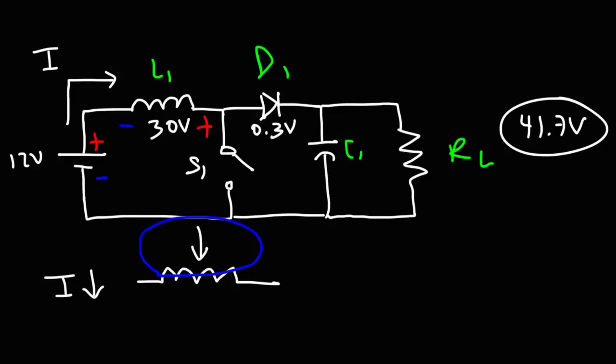So the collapse in magnetic field inside an inductor can generate very high voltages. And in the boost converter circuit, which is what we're dealing with now, we can generate super high voltages using an inductor. And then we can store that voltage using a capacitor. So now you understand how inductors can be used to generate very high voltages. It's due to the collapse in the magnetic field that occurs when the current decreases.